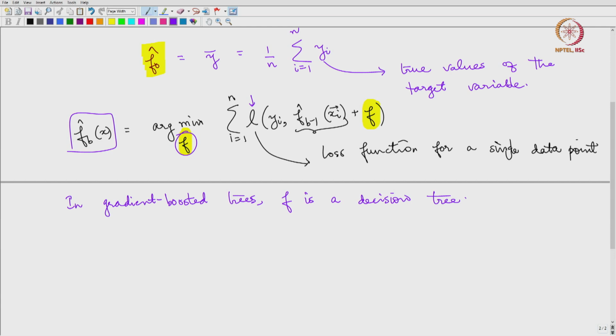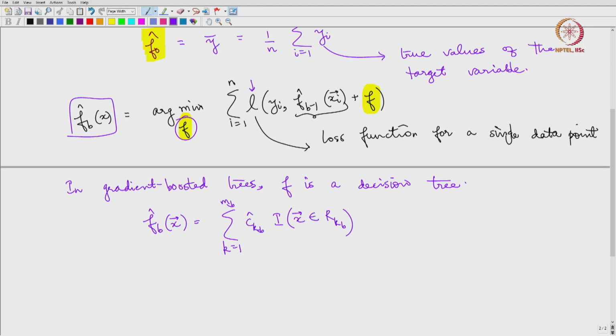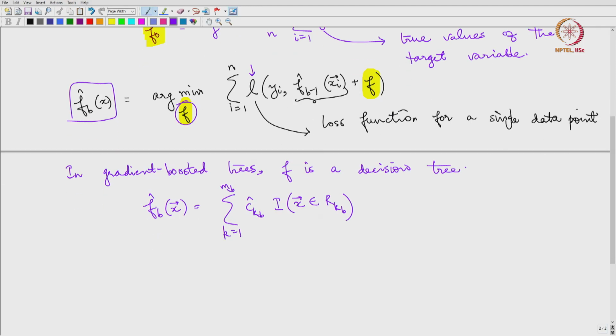Okay. So now if you remember how a decision tree is formulated, it has several regions and the average value in a particular region is taken to be the prediction of that region. So if you have a feature vector x, the prediction of the decision tree for that feature vector x is simply given by the sum over all the terminal regions of the decision tree, of the weight of that region c k b hat times an indicator function which tells whether the data point belongs to that region R k b or not. So this I is an indicator function and you have encountered it many times before.